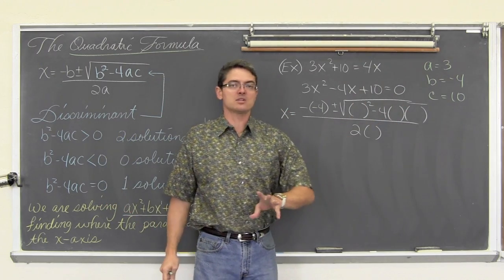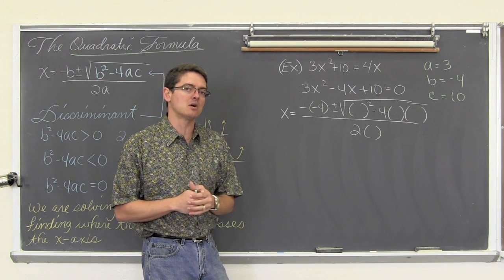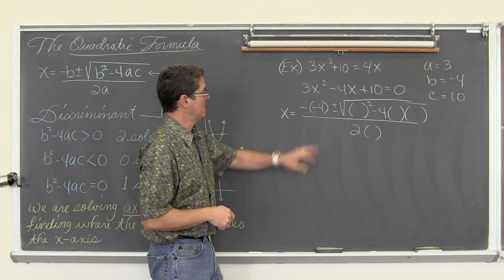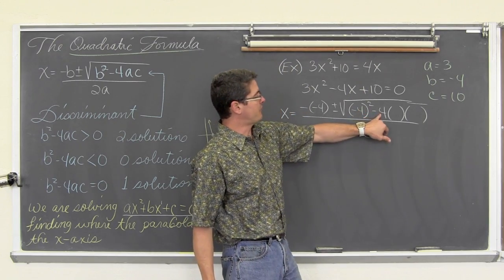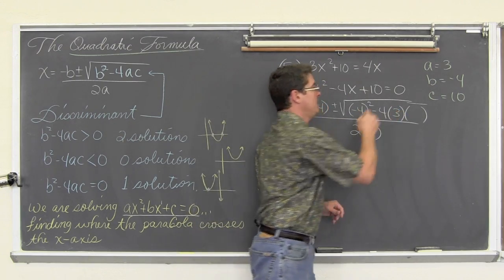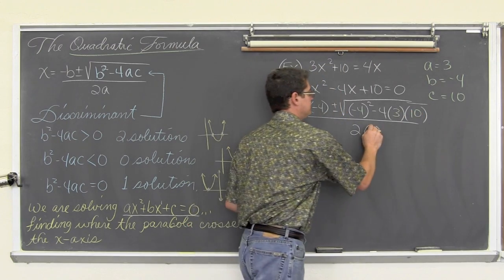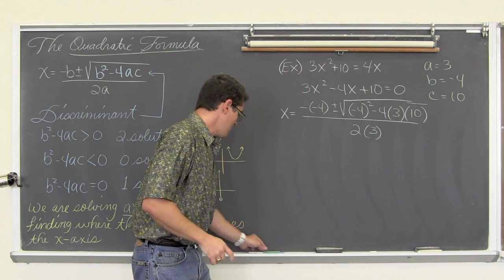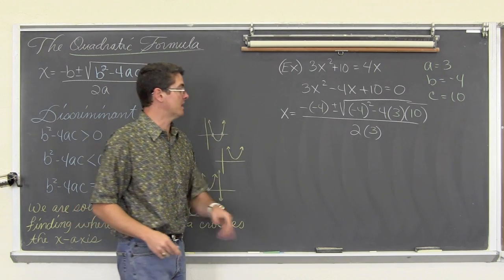Just write the equation out with the open parentheses and then plug in the numbers. Don't worry about the signs or what the numbers are at first. b is -4. b squared minus 4a, which is 3, c, which is 10, all over 2a. Okay, now it's just a matter of being very, very careful with the order of operations and our arithmetic.